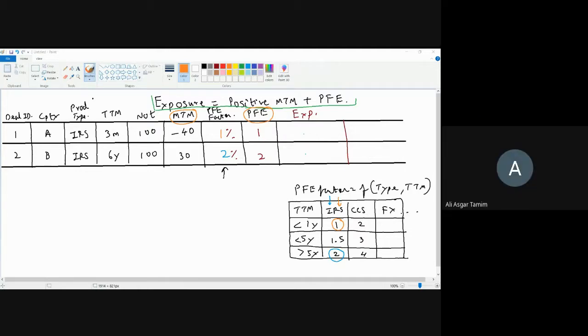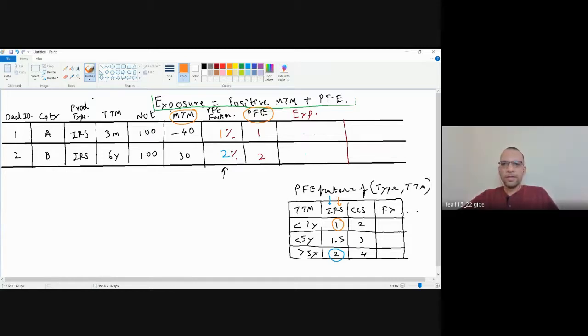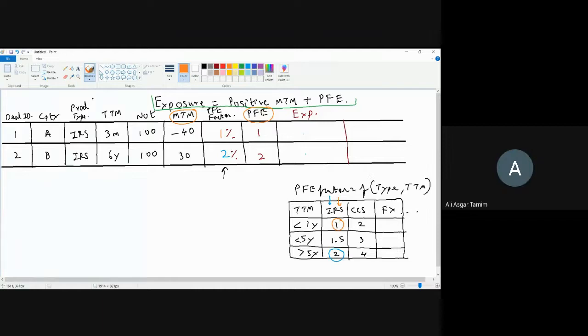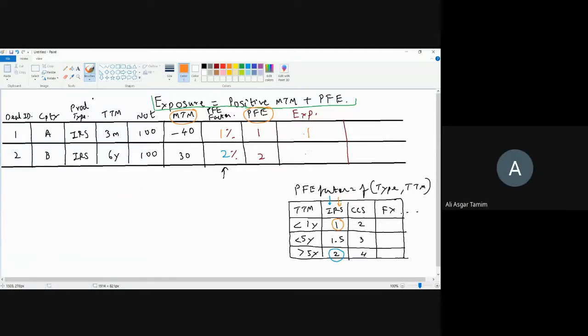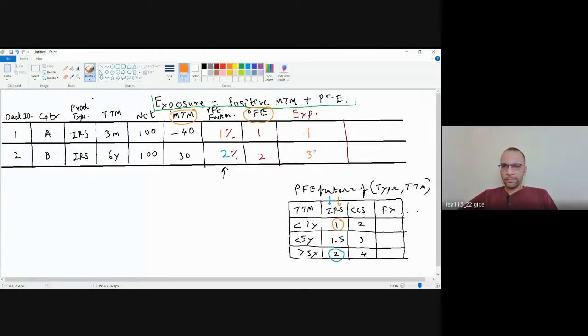So if the MTM is negative, do we consider it as 0 or do we take it as negative 40? Yes, we'll consider that as 0. For trade 1, would it be just 1 exposure? Correct. And for trade 2? 32. Correct. Very good. So that way we ignore negative MTM.